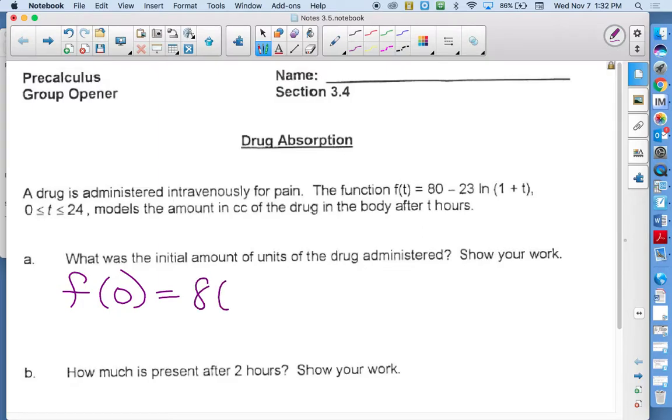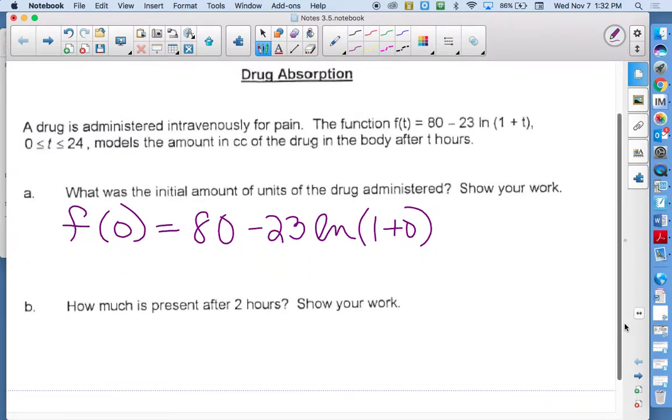And then 80 minus 23 times the natural log of 1 plus 0. Because you're plugging a 0 in, the initial amount happens when time is 0. And then he said back here, this gives you negative 23 times the natural log of 1. Without using your calculator, because it's not necessary for this problem, this part becomes what, Brandon? 0, because the natural log of 1 is 0. That's one of the properties of a log.